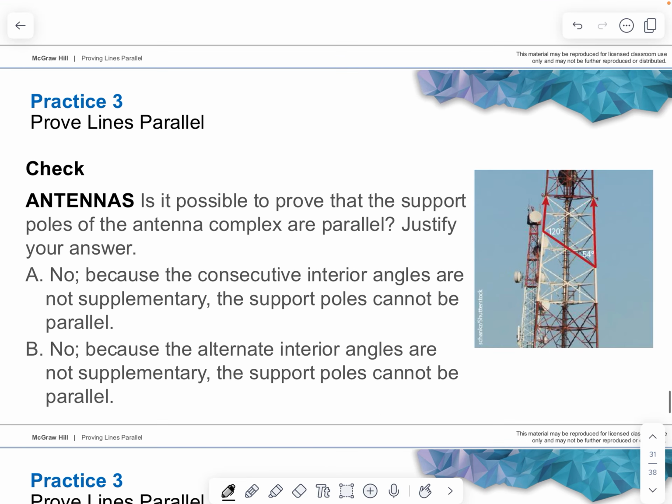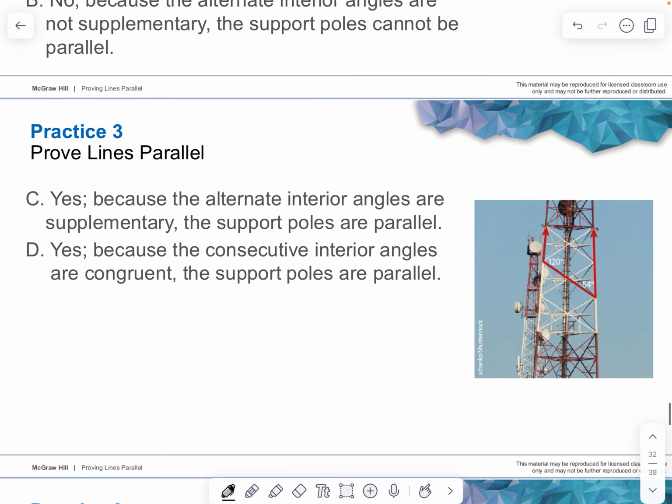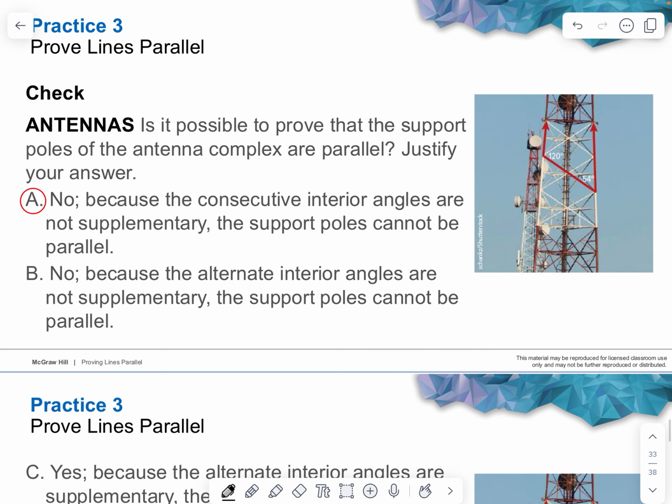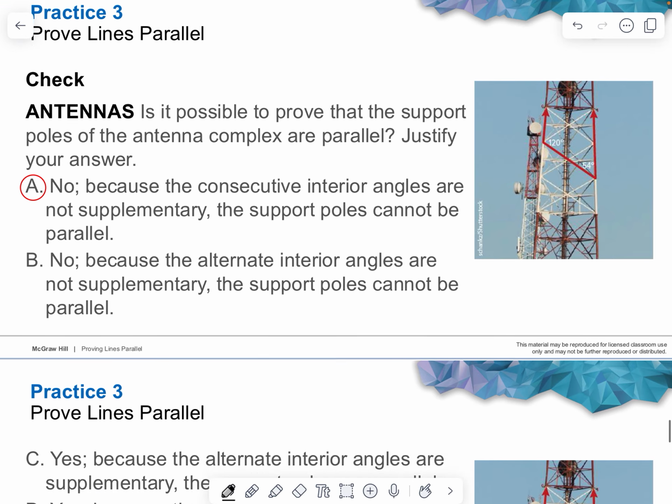Go on down to practice 3, pause me, go do all 4 of them, and then unpause me. Okay. And the answers for A, or not all 4, there's just one answer. The answer is A.